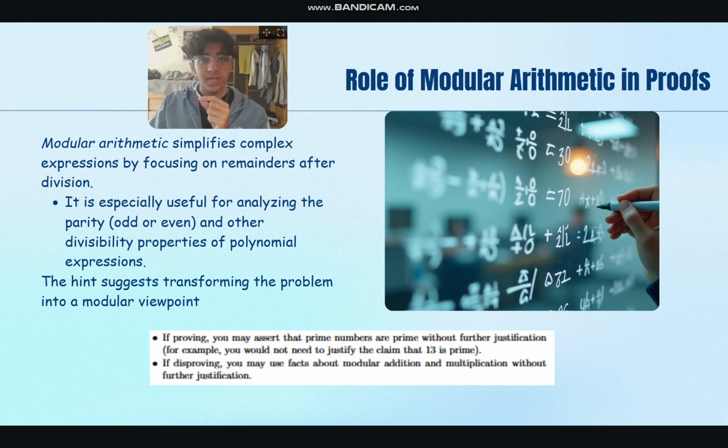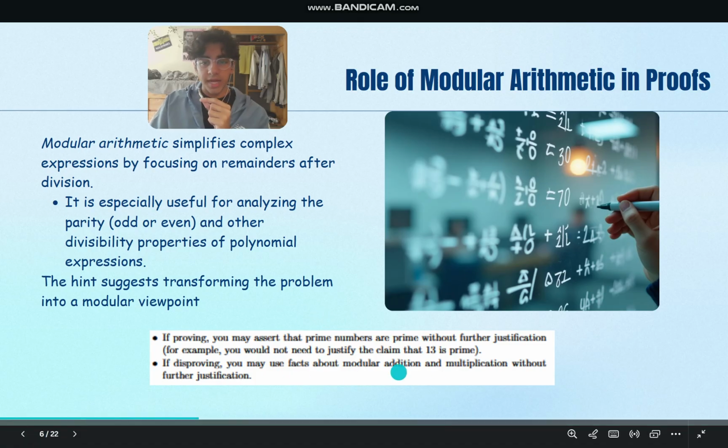Going further from this, we have modular arithmetic and the role it has in these proofs. Modular arithmetic simplifies these complex expressions by focusing on just the remainders after division. And so it's really useful for looking at the divisibility properties and also the parity of a bunch of these expressions. And as we will get into later with some intuition about disproving, we get some guidance on how to approach it through modular addition and modular multiplication.